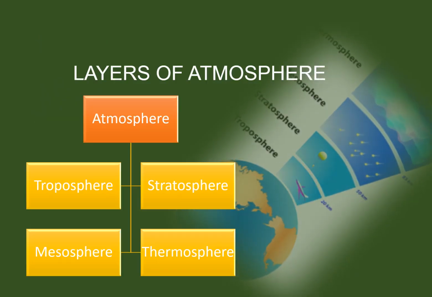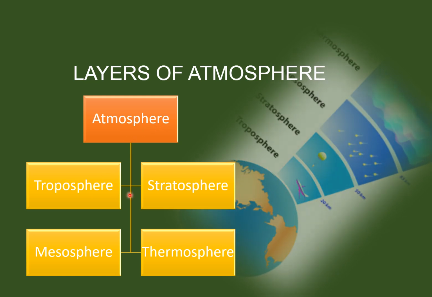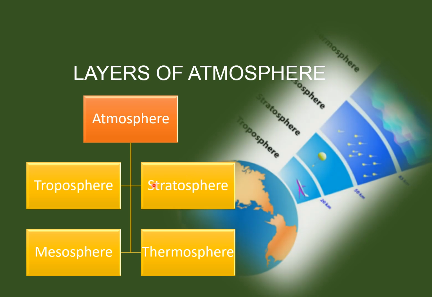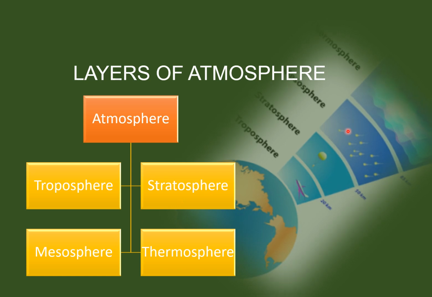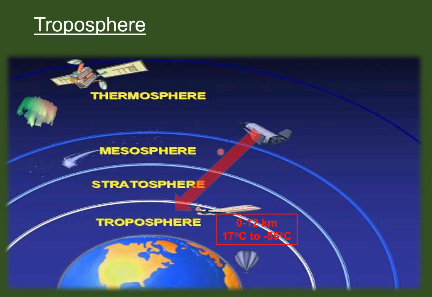Layers of atmosphere. Atmosphere is divided into 4 layers. Number 1 is troposphere. Number 2 is stratosphere. Number 3 is mesosphere. And number 4 is thermosphere. These are the 4 layers of atmosphere. Number 1 is troposphere, number 2 is stratosphere, third one is mesosphere, and fourth one is thermosphere. Now we start troposphere.